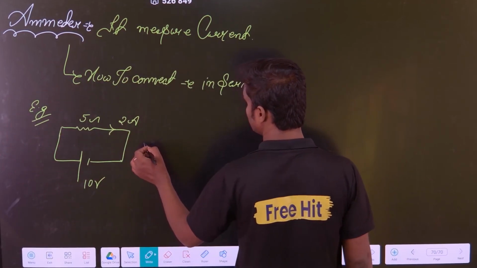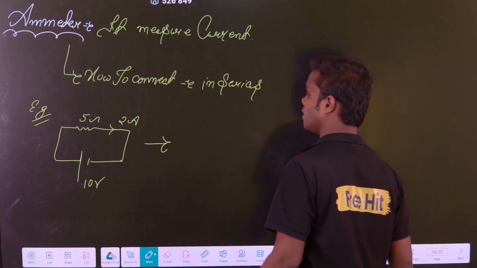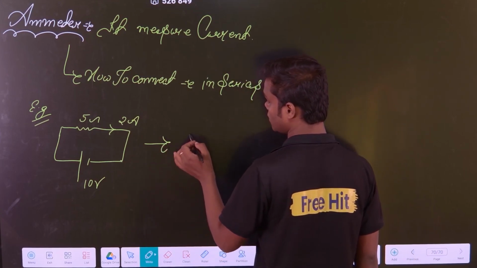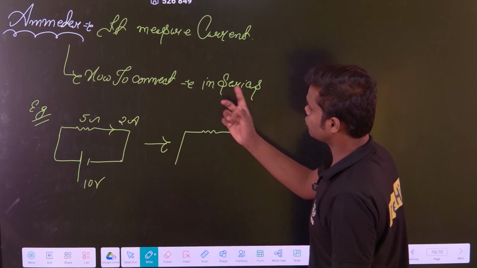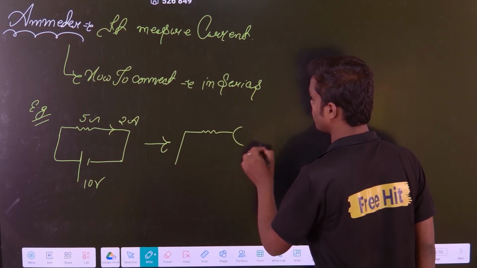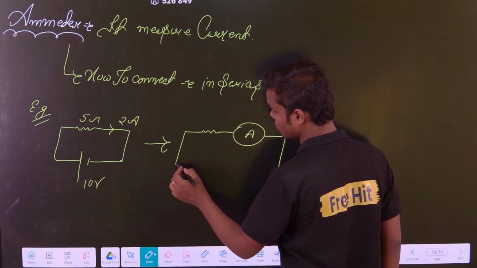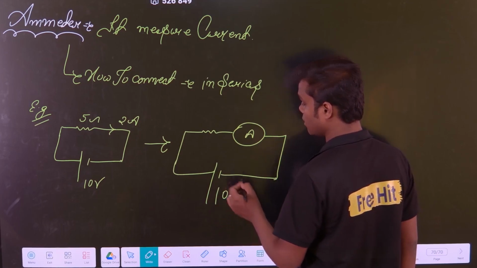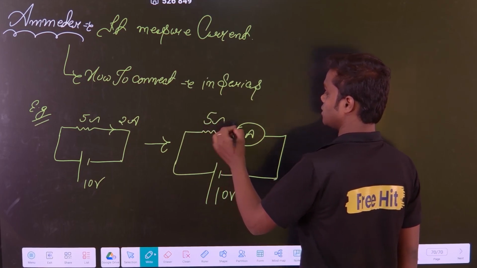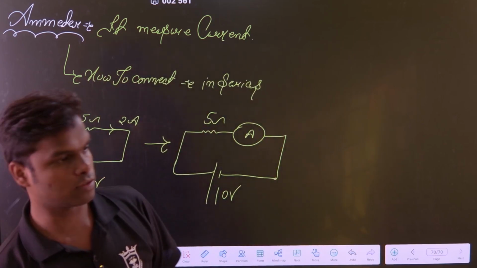Because if you know the resistance value, you can directly divide and calculate the current. But now for measuring the current, I just put an ammeter. Now how should the ammeter be connected? In series. So let me connect one ammeter. This is the symbol of an ammeter. I connected an ammeter with a battery of the same 10 volt and this is 5 ohm, and obviously the ammeter also has some resistance.